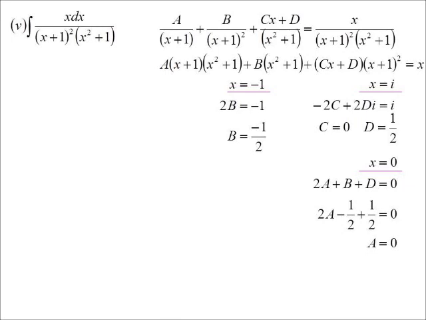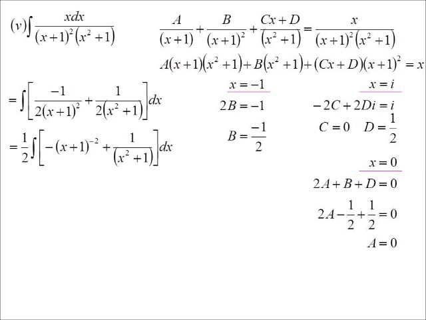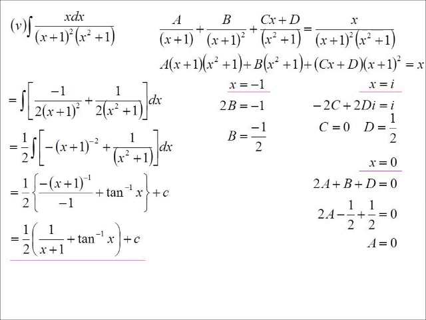And, well, gee. So we've ended up with minus a half over x plus 1 squared plus 1 on 2x squared plus 1. And, index formula, there we go. And eventually, 1 on x plus 1 and inverse tan of x.